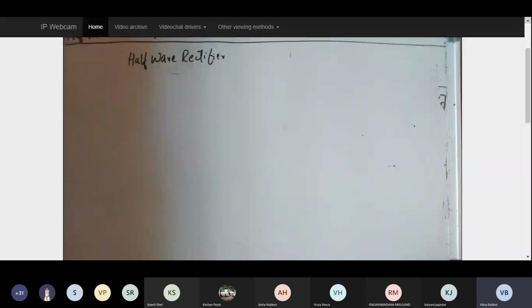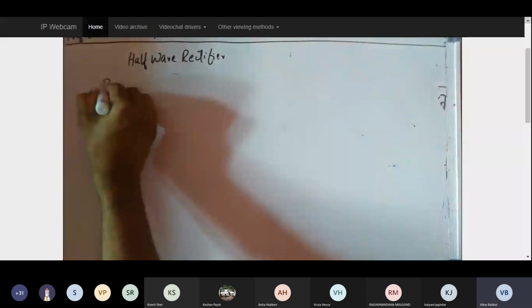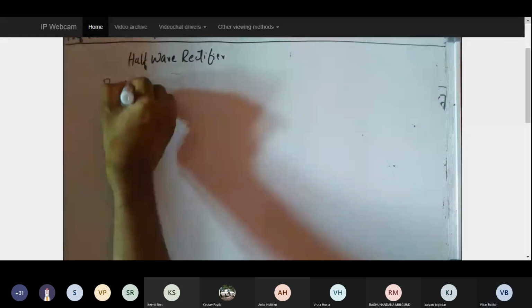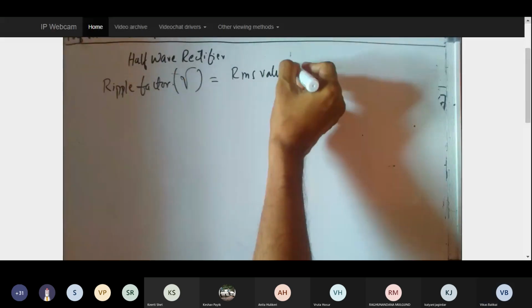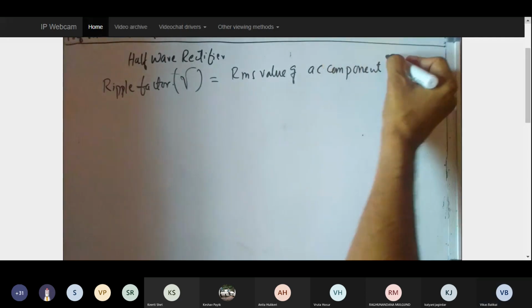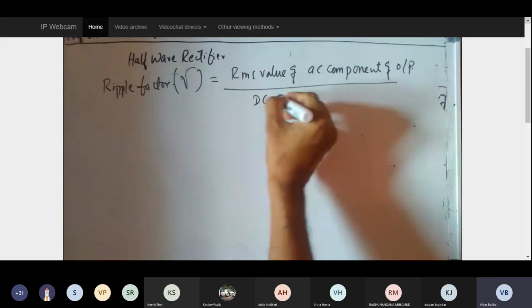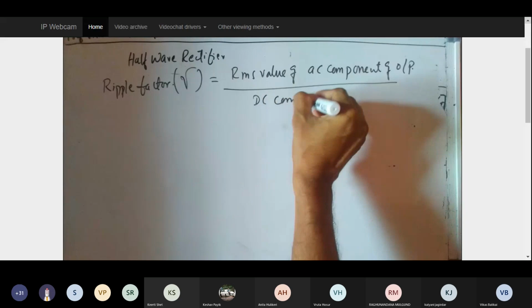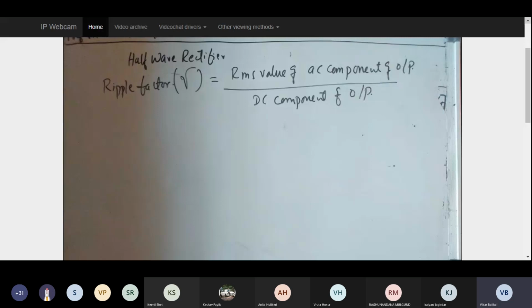So let me just come out with the last derivation, which is called the ripple factor, represented by the term gamma, and the ripple factor is given by the RMS value of the AC component of output to the DC component of output.